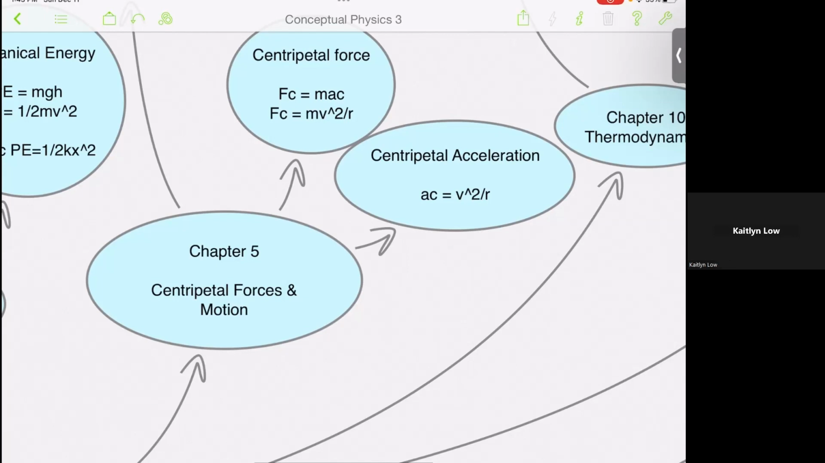Okay, that makes a lot more sense. Would alpha be the same, where it's degrees per second squared?